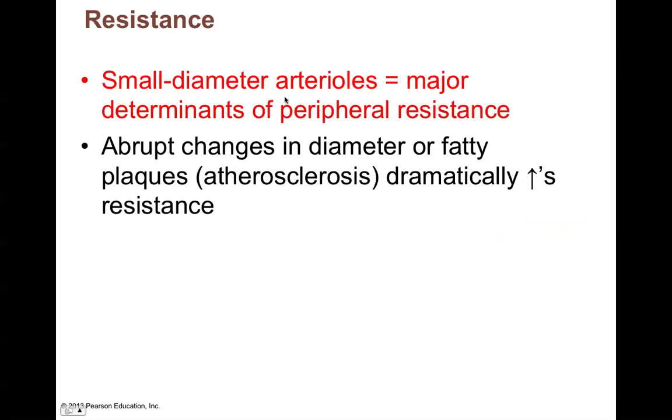The small diameter arterioles are the major determinants of peripheral resistance. Now, if there are abrupt changes in the diameter of that vessel, or over a relatively long period of time, if there are fatty plaques or buildup of plaques on the inside walls, we call that atherosclerosis or arteriosclerosis. This will dramatically increase resistance, and of course that increases a person's blood pressure on a chronic basis.